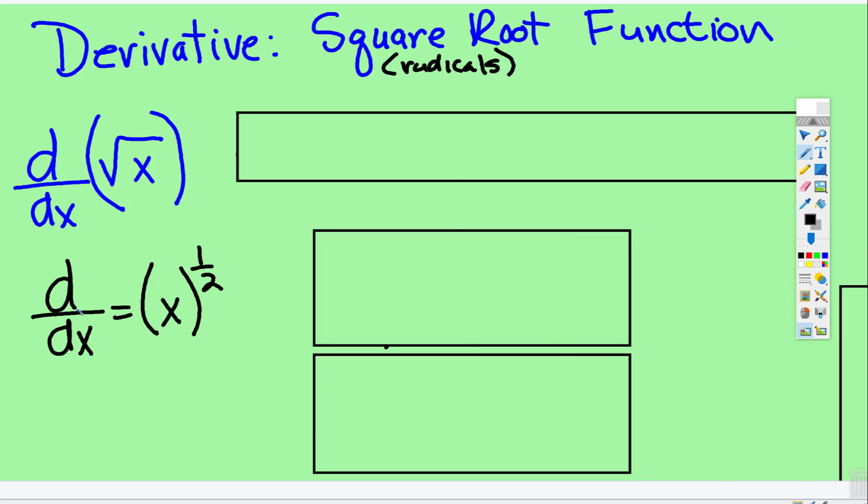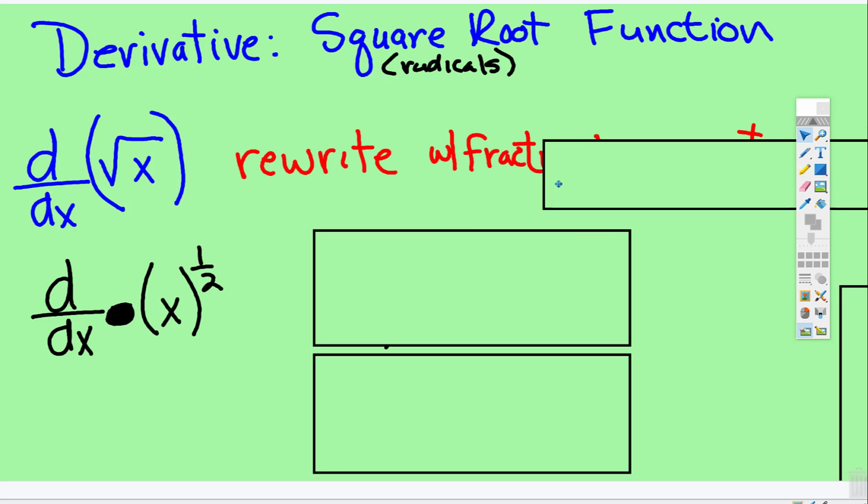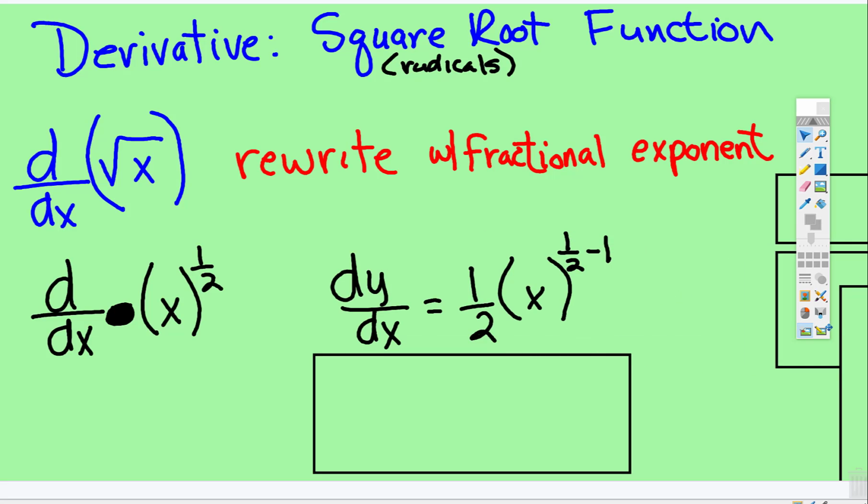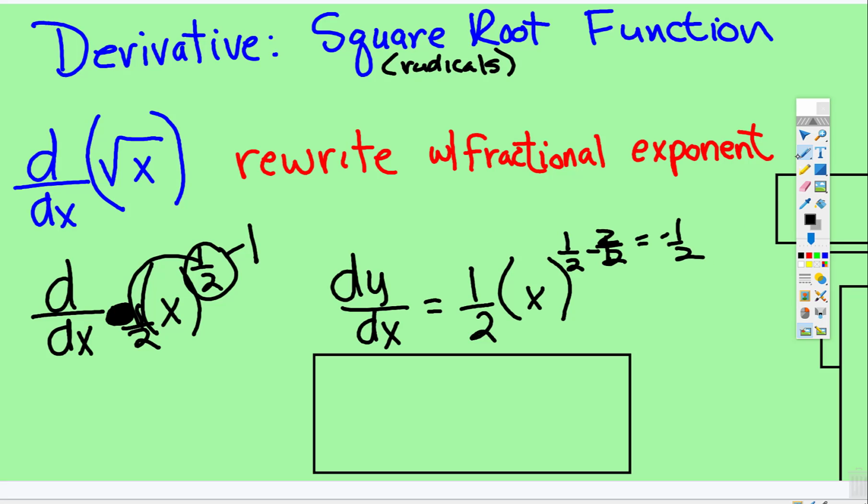So for this one right here, you take the derivative of this radical function and rewrite it with a fractional exponent. And so now, when you take the derivative, this 1/2 will come down in front, and then 1/2 subtract 1. Well, 1 can be rewritten as 2 over 2. 1/2 subtract 2 over 2 is negative 1/2.